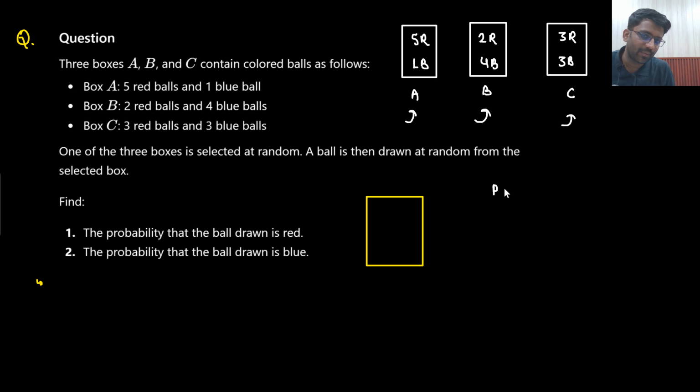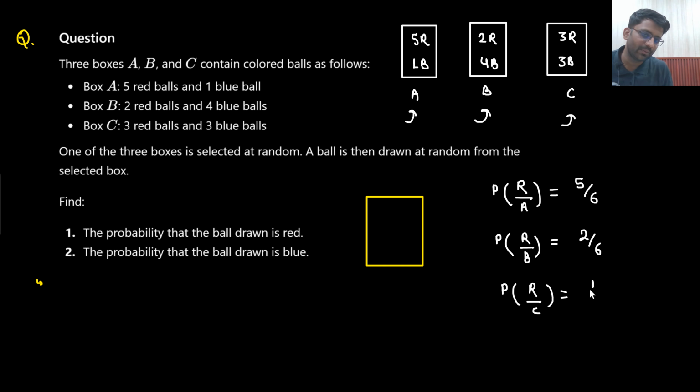What I am saying is the probability of selecting a red ball given that box A was selected. The probability is 5 by 6. Probability of selecting a red ball given that box B was selected. What is that probability? That is 2 by 6. And the probability of selecting the red ball given that box C was selected, what is that? 1 by 2 or 3 by 6. Let's write down 3 by 6.